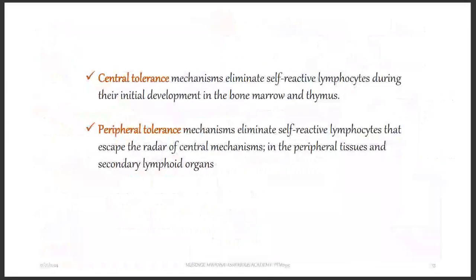Okay. So we have what is known as tolerance. This is actually going to be a topic on its own, but just to mention it, you have central tolerance and peripheral tolerance. Central tolerance is a mechanism to eliminate self-reactive lymphocytes. If these T cells are reacting with our own antigens, they can actually kill me. Central tolerance eliminates self-reactive lymphocytes during their initial development. You want to eliminate them. While peripheral tolerance is a mechanism to eliminate self-reactive lymphocytes, but this is happening in peripheral tissue.